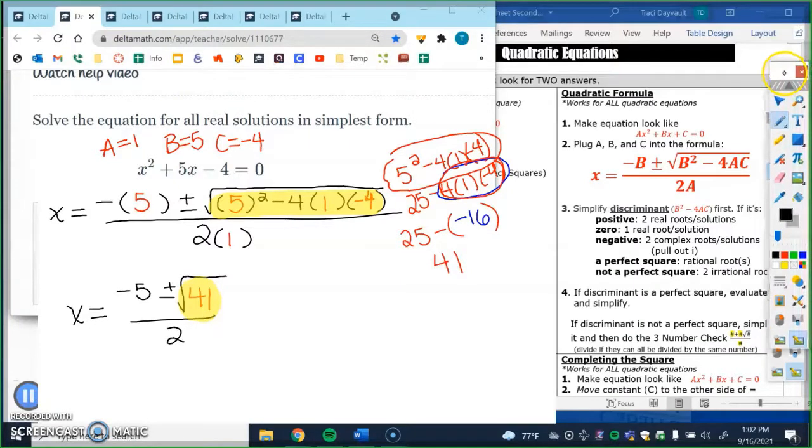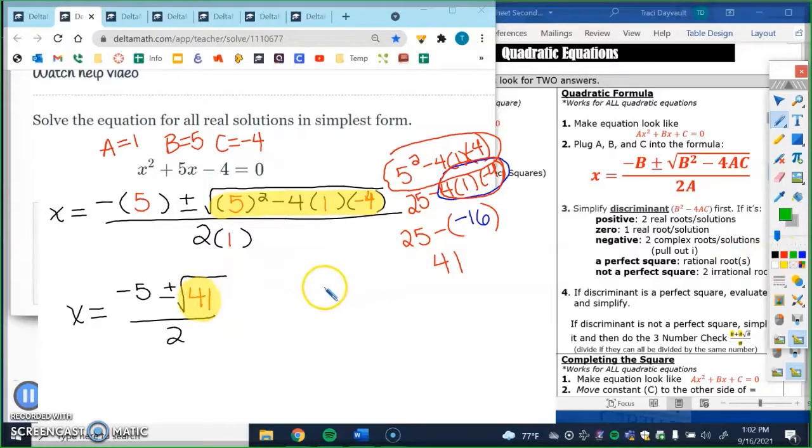If it is a perfect square, we're going to get some pretty answers like we got last time. We got 1/4 and -1 or whatever. But this time, we're not going to get pretty answers. This time, we're going to get some irrational numbers. If it's not a perfect square, see if you can simplify the radical. This is why we spent some time on simplifying radicals before.